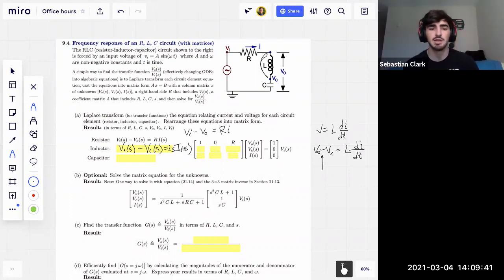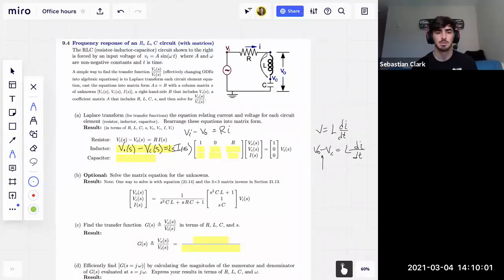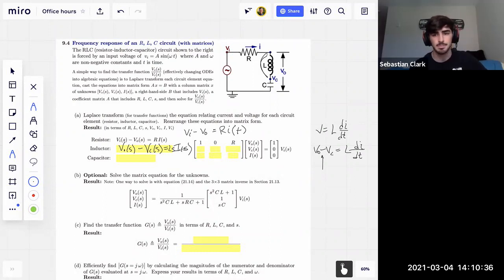Can I ask why we have I of S in both of these? Why is it I of S instead of Y of S, like we're used to? We just use I because we're talking about the current. For the resistor, we could have written this as VI of t minus VO of t equals R times I of t, so everything's a function of time. Then you just take the Laplace transform of I, being the current. Generally the convention is that a lowercase letter indicates the time domain, and the uppercase of that same letter indicates the Laplace domain. Does that answer your question?